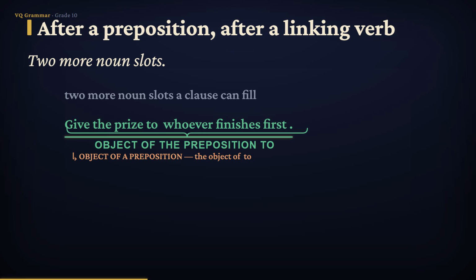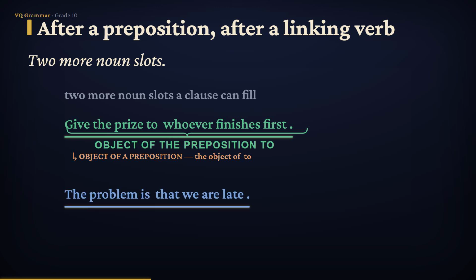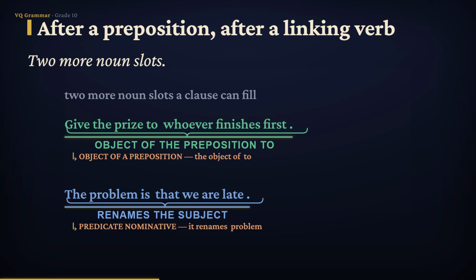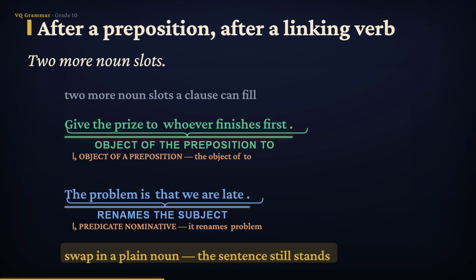Job 4, the predicate nominative. The problem is that we are late. After a linking verb, a predicate nominative renames the subject. What is the problem? The problem is that we are late. So the clause is renaming the subject, problem. And notice this in both sentences. You could swap in a plain noun and the sentence still stands. Give the prize to the winner. The problem is our lateness. Same slots filled by clauses.